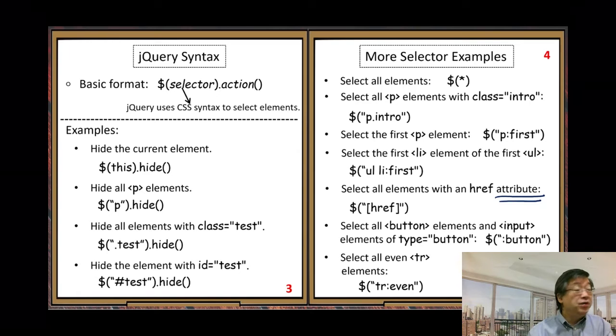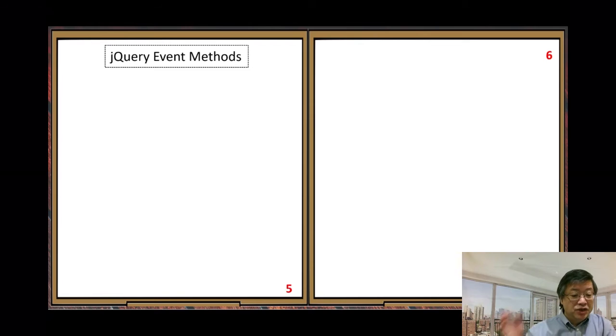Here, we do not need to go through all the possibilities. Not necessary. When you need some special selector, you can search the web to find it. But here, you just get the idea on its capability, its power, its simplicity. All right. Next, jQuery event methods.